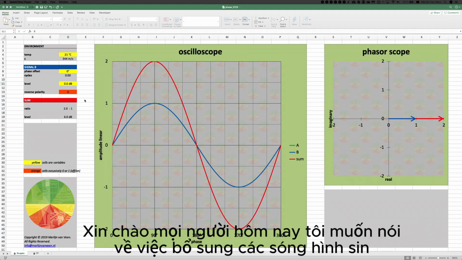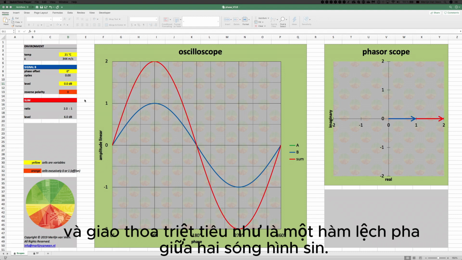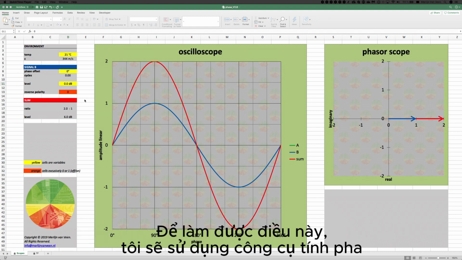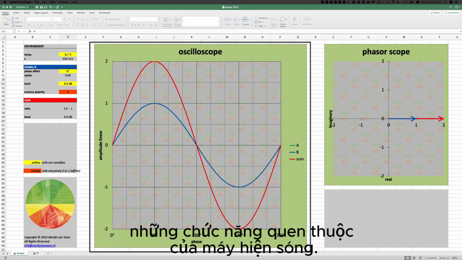Hello everybody. Today I would like to talk about adding sine waves and look at interference, both constructive interference as well as destructive interference as a function of phase offset between two sine waves. And in order to do so, I would like to use the phase calculator. And at the heart of our phase calculator, we will find the familiar oscilloscope.